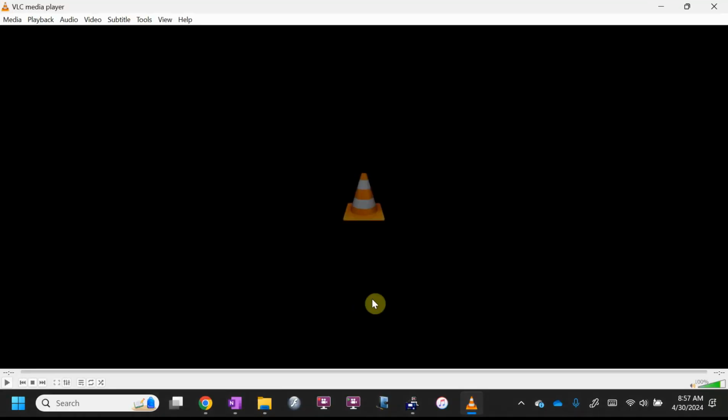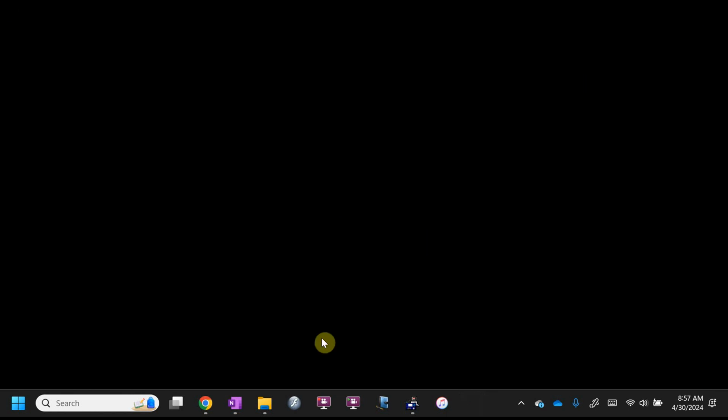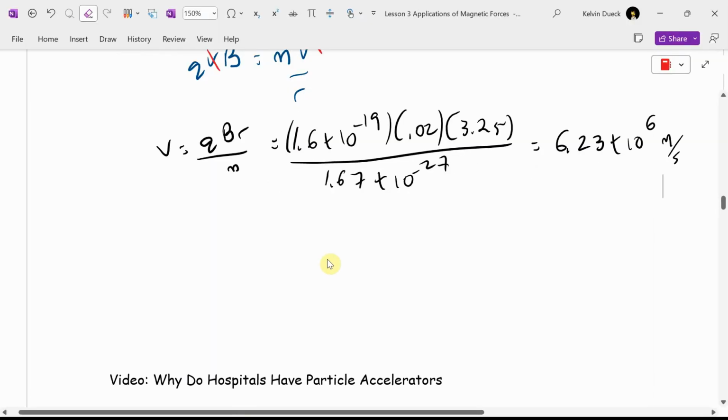So one really cool application, particle accelerators. What do I need to remember? Magnetic force is what's pulling me in a circle. And then, Sean, 5 variables. I'll ask you to get one of them by itself. I don't know what.